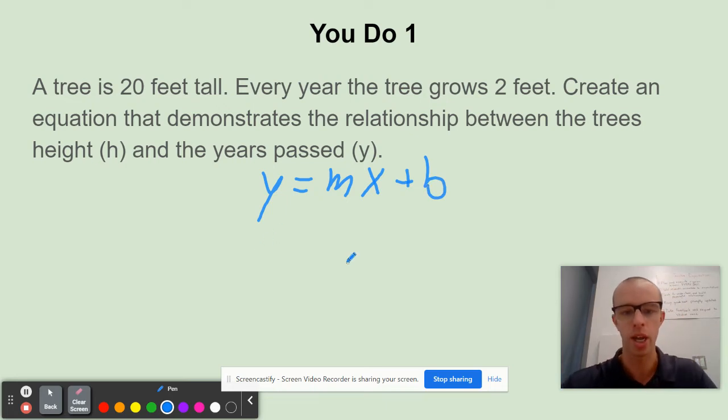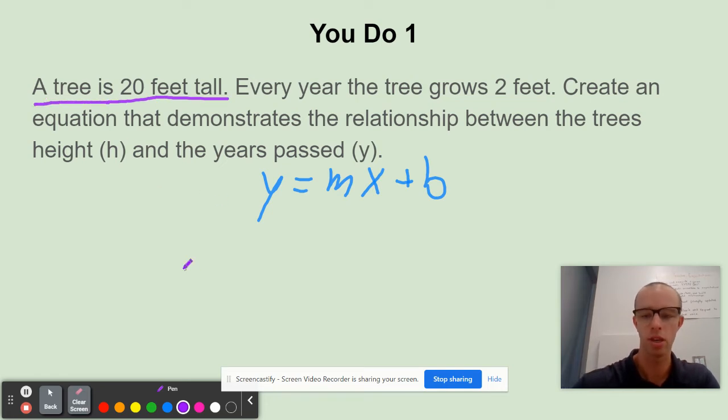First, I'm writing down y equals mx plus b because that's the format I know all of these equations are in. Eventually, you'll have to create equations not knowing the given format by just making sense of the story. All right, and so let's read this story. A tree is 20 feet tall. Every year, the tree grows 2 feet. Create an equation that demonstrates the relationship between the tree's height, h, and the years past, y. Well, first I'm going to say, where do I begin? It tells me that in the first sentence here, a tree is 20 feet tall. That's positive 20. So I'm going to write a positive 20 underneath the b.